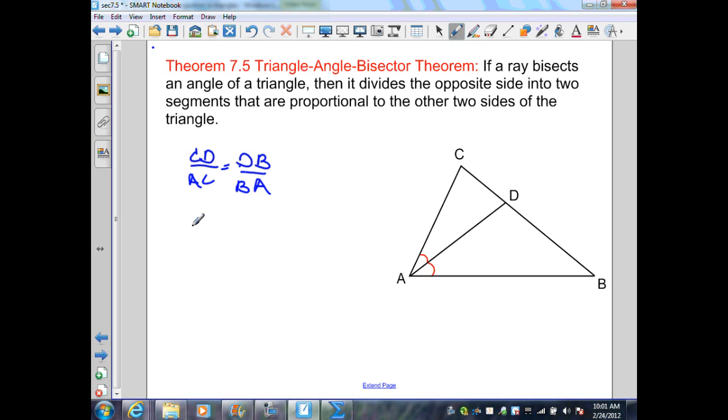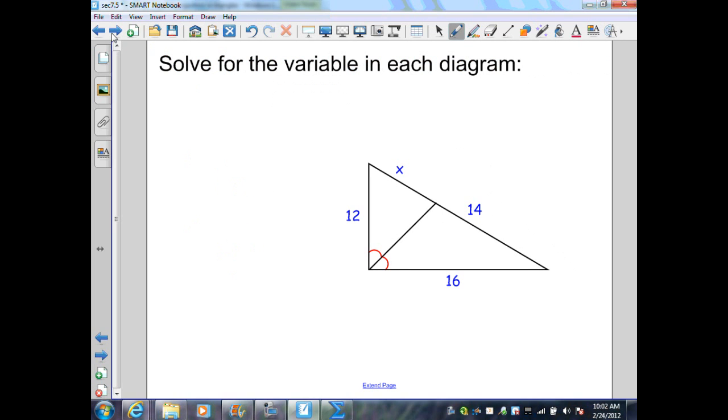Or I could also say AC over CD and AB over BD. And if I use the cross product rule, I get AC times BD, CD times AB. Here we have an example.